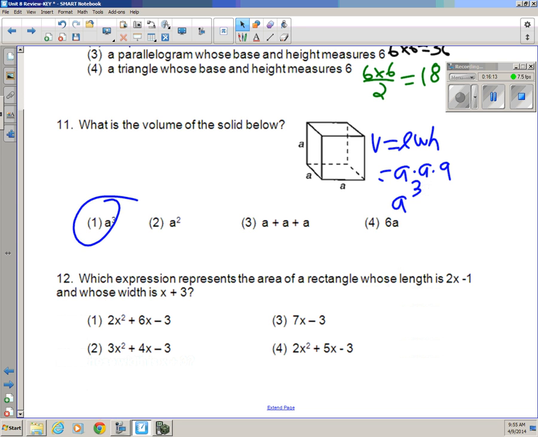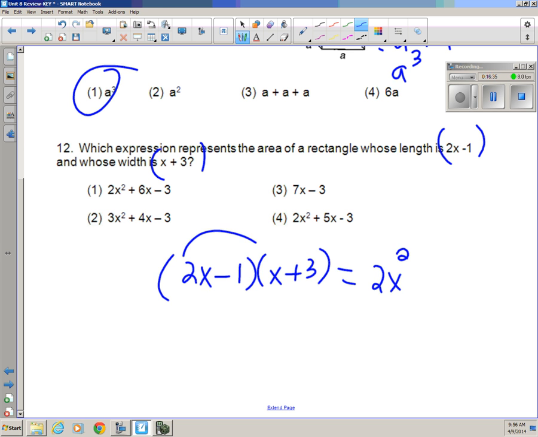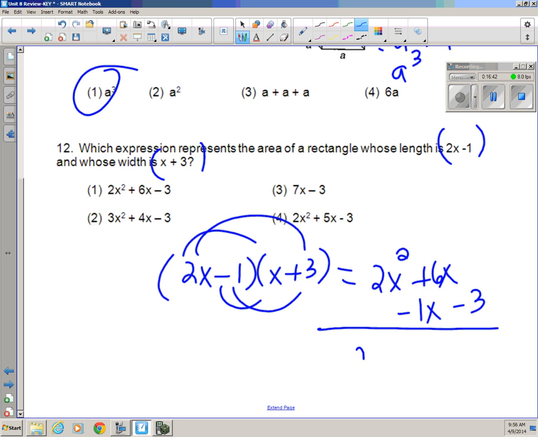Last but not least, which expression represents the area of a rectangle whose length is 2x minus 1 and whose width is x plus 3? Well, again, it's length times width, so you just have to multiply 2x minus 1 times x plus 3, which would be 2x squared plus 6x minus 1x minus 3. And when you combine like terms, 2x squared plus 5x minus 3, choice 4.